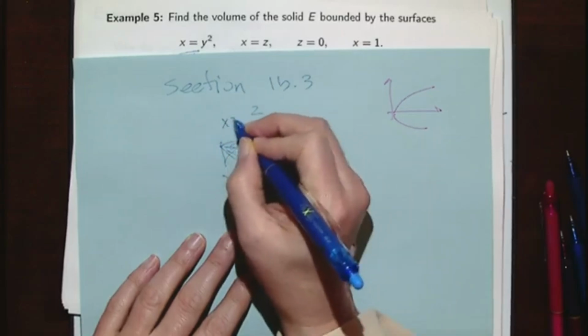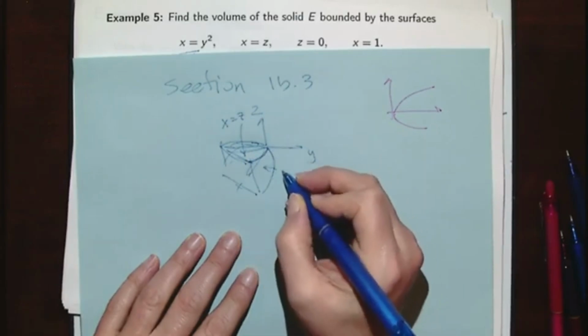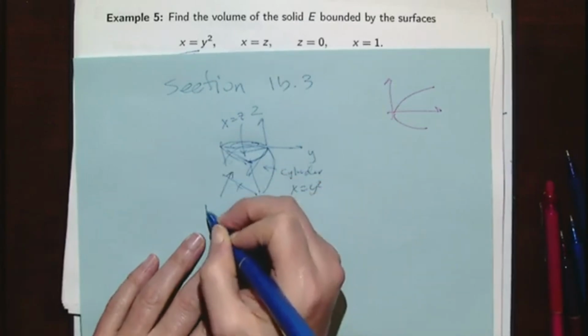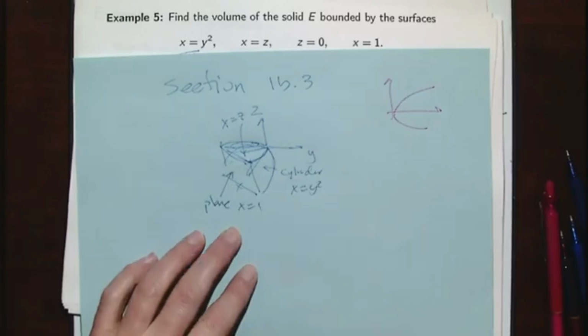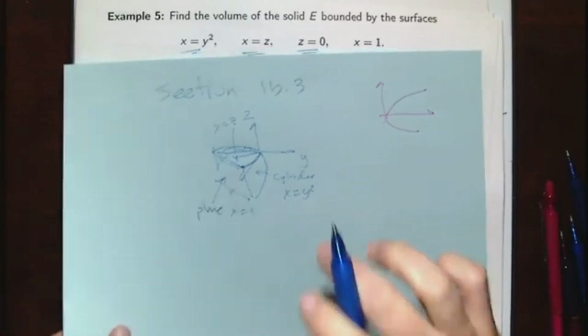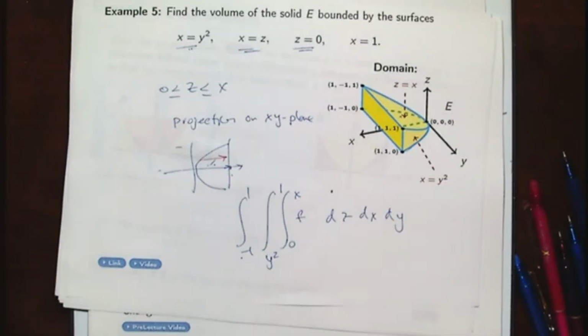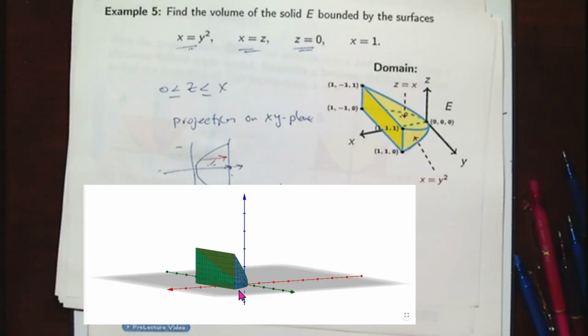And that's the plane, x equal to z. That is the cylinder, x equal to y squared, and that's again the plane, x equal to 1. And that's the general shape of it. We set this up in z direction first, because z direction first was simple. When I'm looking at this, x direction is not simple. Can you guys tell x direction is not simple?